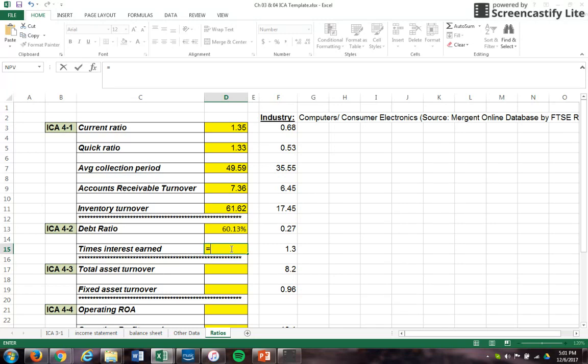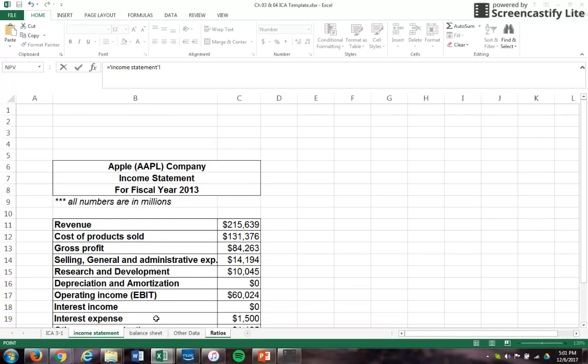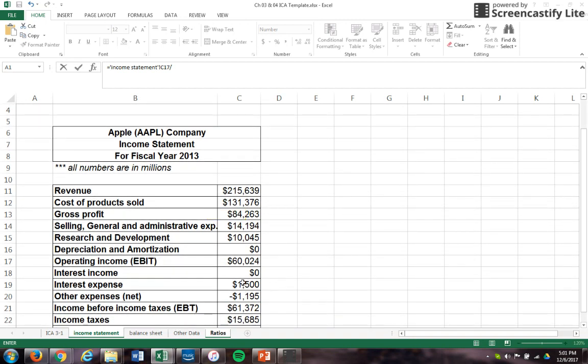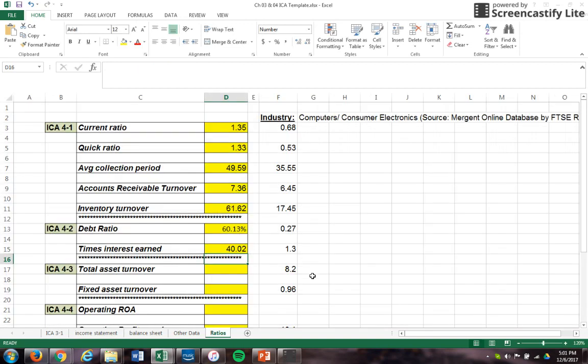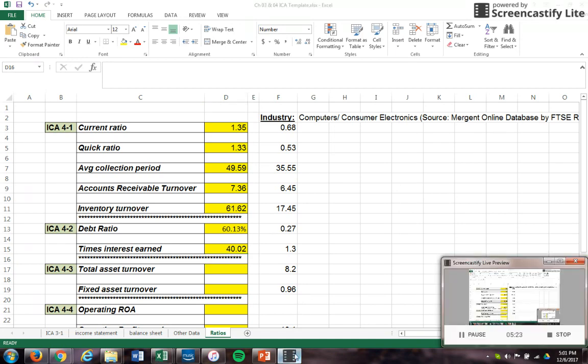We type in equals, and we find our EBIT on our income statement. Our operating income is $60,024, and we divide that by our interest expense, which is right below that on the income statement at $1,500. We hit enter, and that gives us a times interest earned of 40.02. So we see that Apple can cover just their interest obligation about 40 times. They're sitting pretty strong and pretty healthy when it comes to debt obligation.